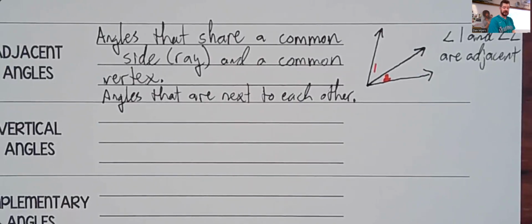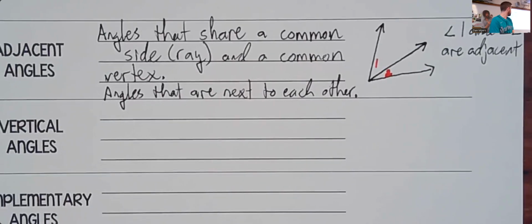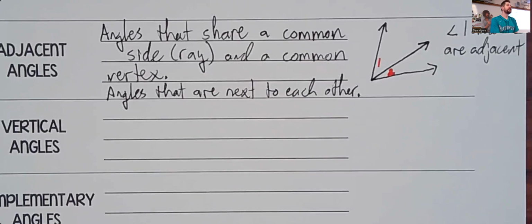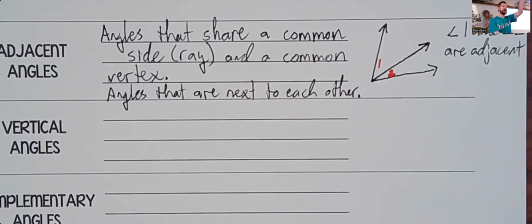All right, next one we're talking about vertical angles. Now, vertical angles, it's a little bit of a weird term because when you think of vertical, I'm guessing you think of like straight up and down. But vertical angles could be that, or it could be something else. So let's go ahead and get this written down. Vertical angles, here we go.